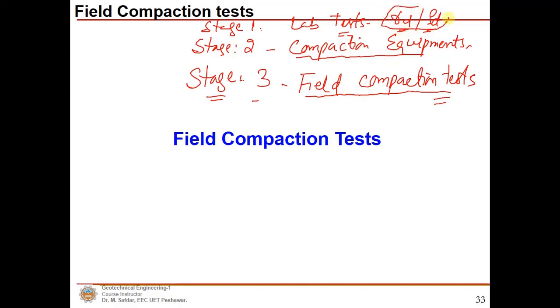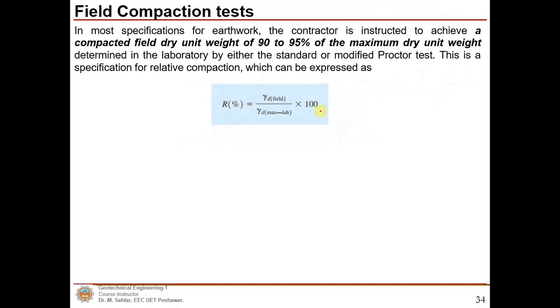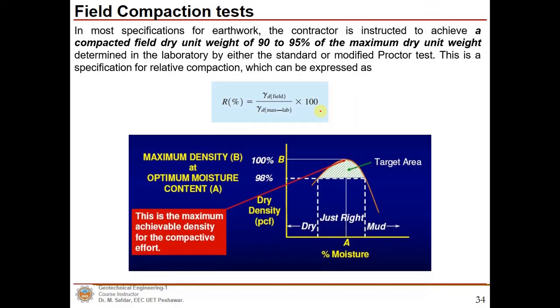We need to compare the dry density and the dry unit weight values which are obtained in the field. Now in most specifications for earthwork, the contractor is instructed to achieve a compacted field dry unit weight of 90 to 95% of the maximum dry unit weight determined in the lab, which is the stage 1, by either the standard or modified Proctor test. This is a specification for relative compaction. Now what is a relative compaction?